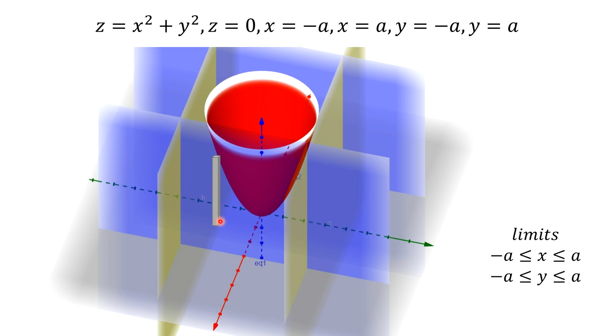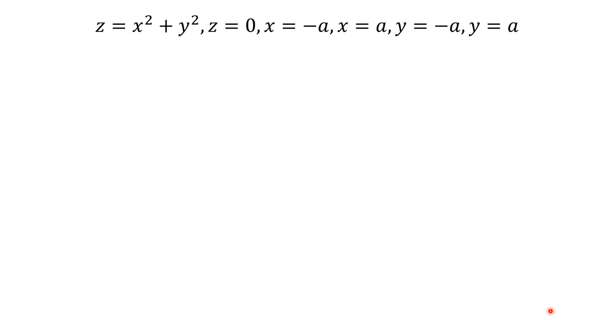Now to find limits of z, we have to see how the bottom of that pillar varies. You can see the bottom of the pillar varies according to this plane, z is equal to 0. So the lower limit of z will be 0, and the most important thing is the top of the pillar. You can see the top of the pillar varies according to the surface of the paraboloid. So the upper limit of z will be x square plus y square. Z will vary from 0 to x square plus y square.